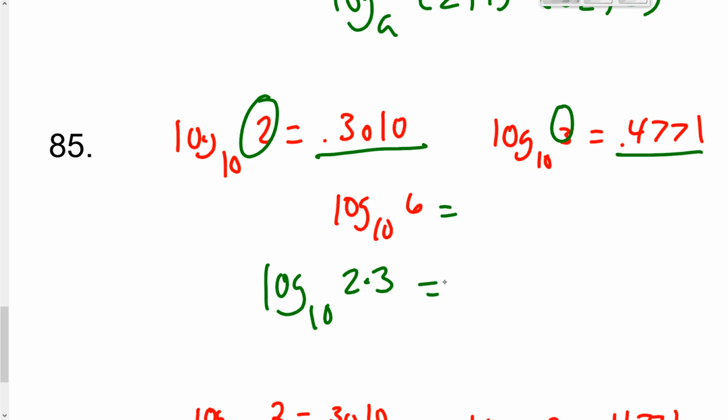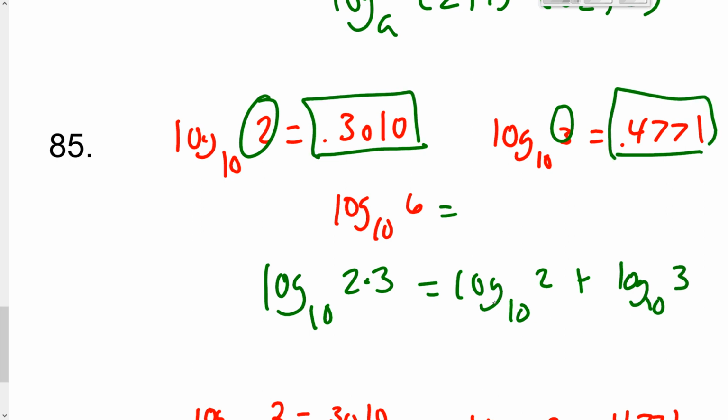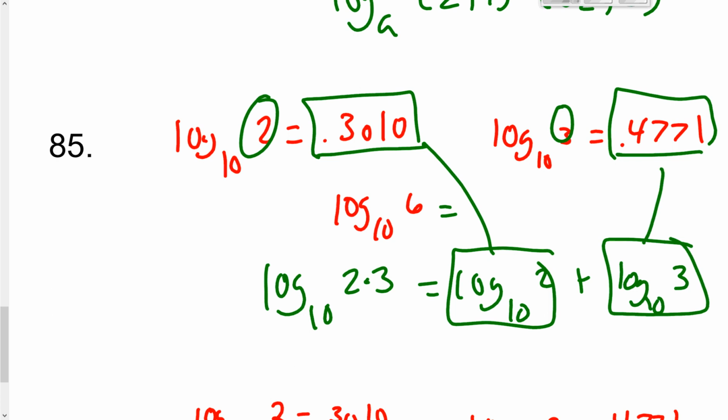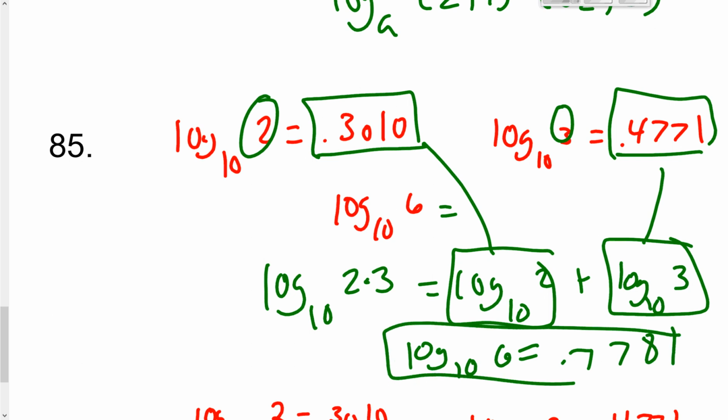And isn't that the same as log base 10 of 2 plus log base 10 of 3? So then can I add these answers? Can I just add them? Because that's what I'm doing. I'm adding this log, which is 0.3010, and adding this log, which is 0.4771. So can't we add those? And we get log base 10 of 6 is equal to 0.7781. And so there's my answer.